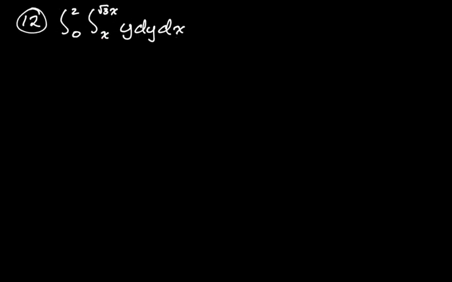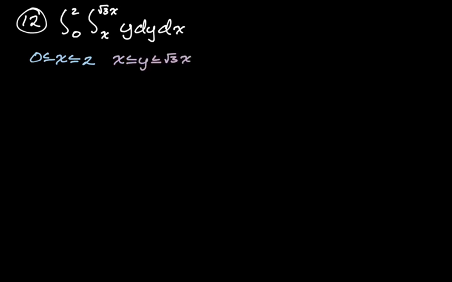All right, 0 to 2, x to root 3x, y dy dx. So these, you start to see things over and over again, right? Root 3x, we know is pi over 3. We've run into it before. All right, pull off the bound. 0 to 2, x to root 3 over x.